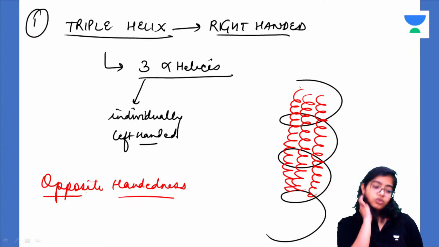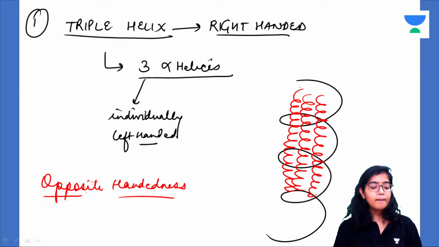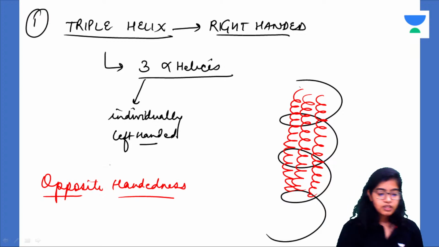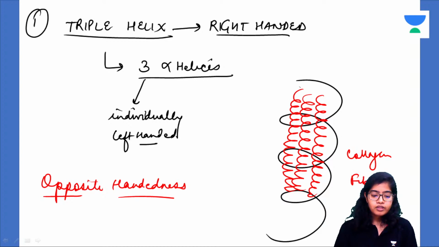Okay. So you understood why the opposite handedness is important? Got it. Now this structure of collagen is called a fibrillar structure. This is the collagen fibril. This is a fibrillar structure. Collagen fibril.